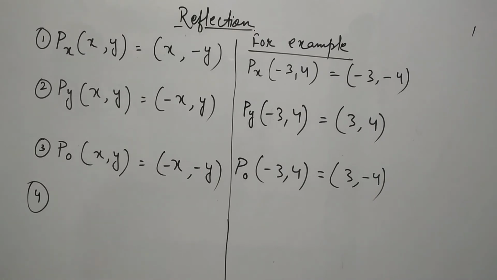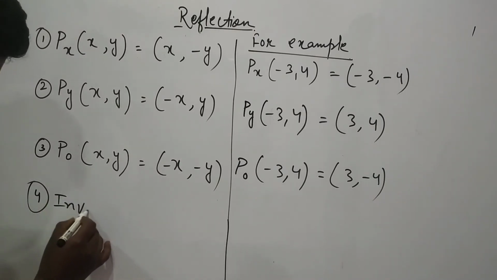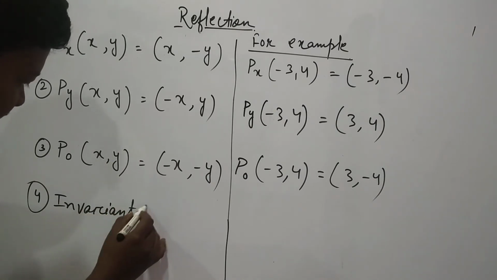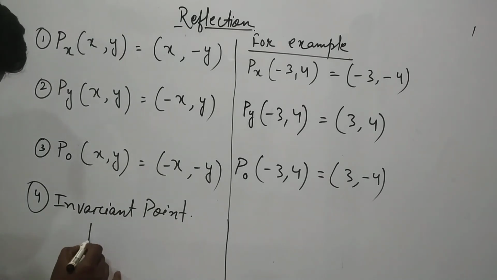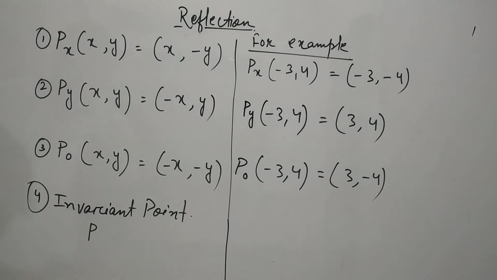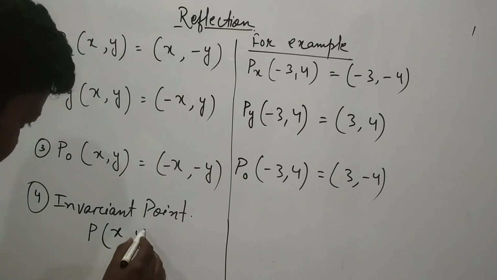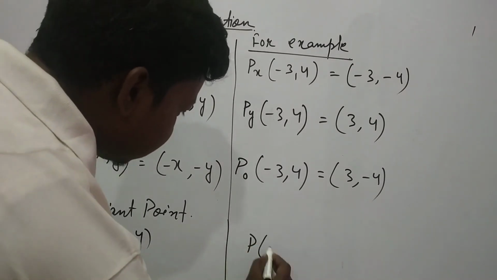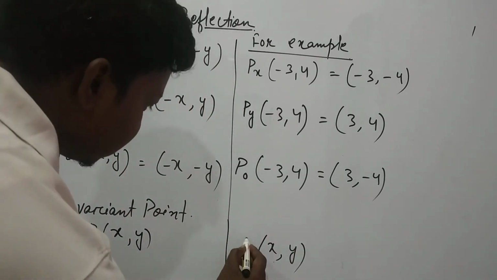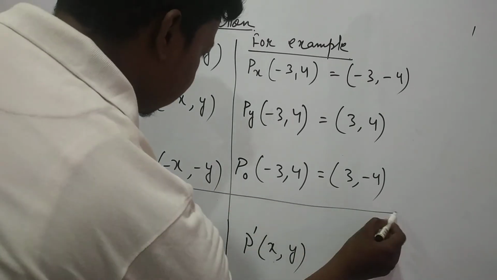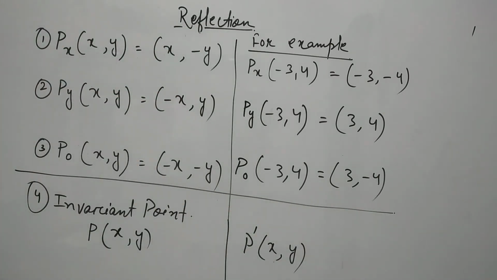And the last one, the invariant point. Now what is an invariant point? Suppose the point P is reflected, and the image formed has its coordinates remaining the same. Then the point P is called the invariant point.